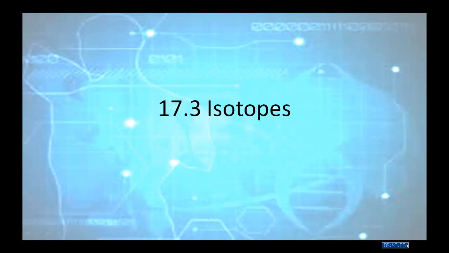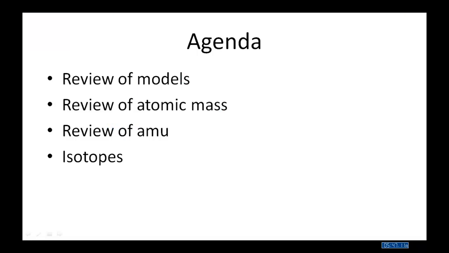Today's lecture is on isotopes. This covers the third part of chapter 17 in our textbook. We're going to be talking about models, reviewing models for atoms. Then we're going to be reviewing atomic mass. There's lots of ways we measure atomic mass. We're going to discuss a couple of them. We're going to review atomic mass units, and then we're going to get on to isotopes, which is today's main focus.